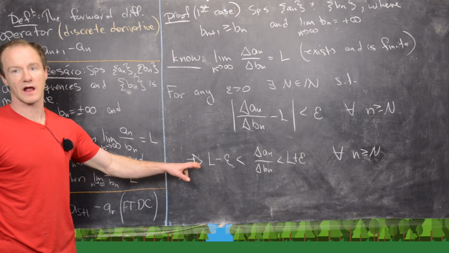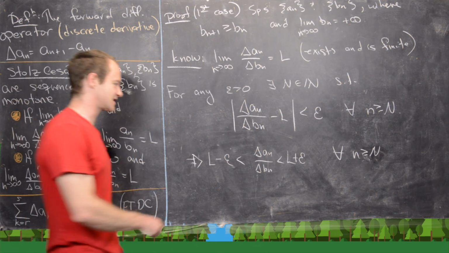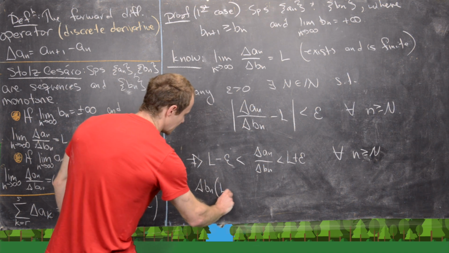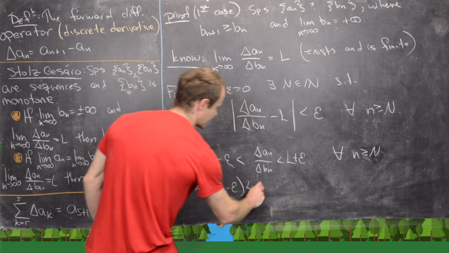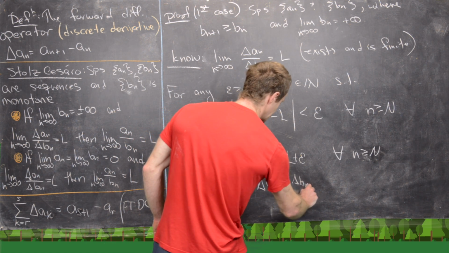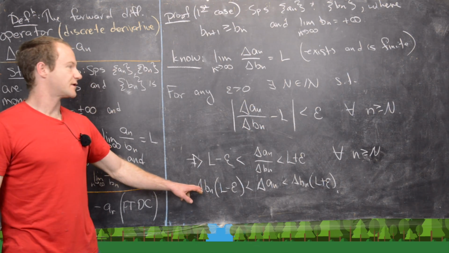Now from here, what I want to do is clear the fraction in the middle, so I'll multiply by delta b_n. That gives me delta b_n times (L minus epsilon) is less than delta a_n, which is less than delta b_n times (L plus epsilon). Okay, so that's where we are.